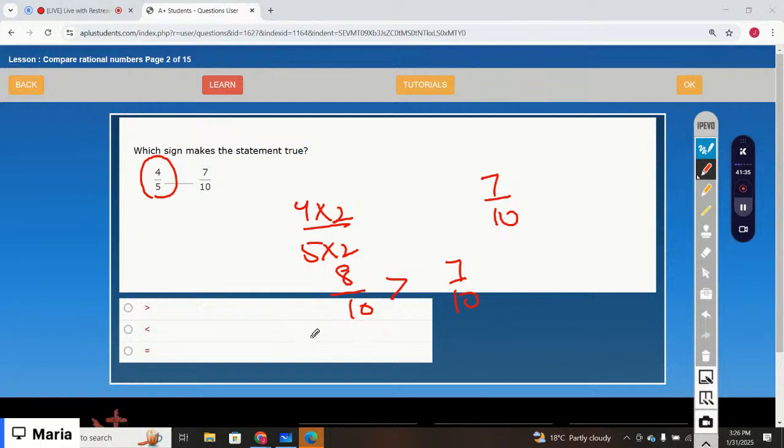So 8 by 10 is greater than 7 over 10. That means 4 over 5 is greater than 7 over 10. So option number 1 is the correct option. 4 by 5 is greater than 7 over 10. Got it? Any question you can please ask if you have any.